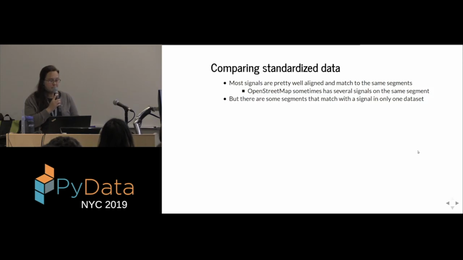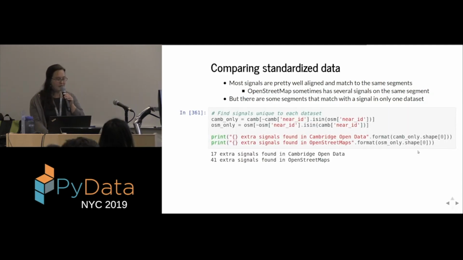But there are still some segments that match only with the signal in one data set and not the other one. So we can find the signals unique to each data set by looking at the ones that Cambridge has a segment ID, but there's no segment ID for OpenStreetMap, and vice versa. And we'll see that there are 17 signals that are in the municipal Cambridge data that don't appear in the OpenStreetMap data, and 41 extra signals in the OpenStreetMap data that don't appear in the Cambridge data, the municipal data.